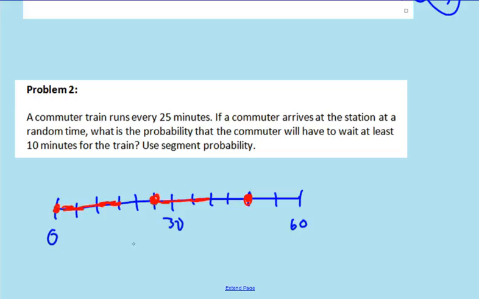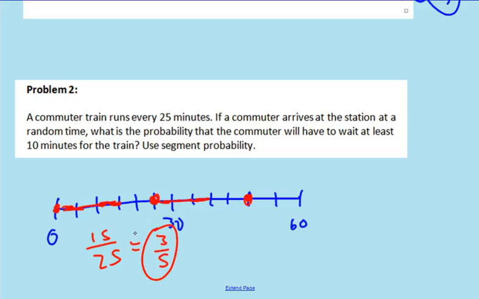So really, you just have to look at one 25-minute span, and 15 of those 25 minutes are favorable for waiting 10 or more minutes of 25. So anything more than 15 and you'd be waiting less than 10 minutes. So it'd be 15 out of 25 every time. Same thing. And that can reduce then to 3/5, I believe.